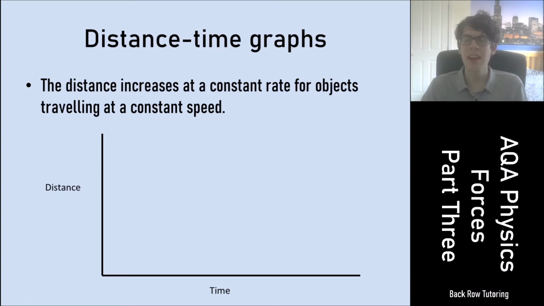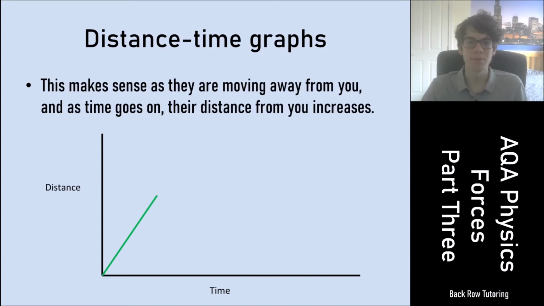And this makes sense. If something's travelling at a constant speed, it's going to gain distance at the same rate over the same amount of time. So let's draw a line to illustrate that. Here we'll have something travelling at a constant speed. As I say, it makes sense because they're moving away from you, and as time goes on, the distance from you increases.